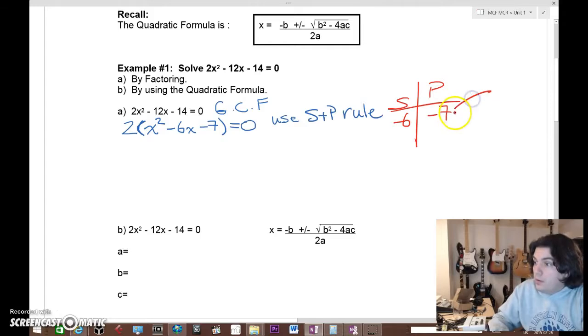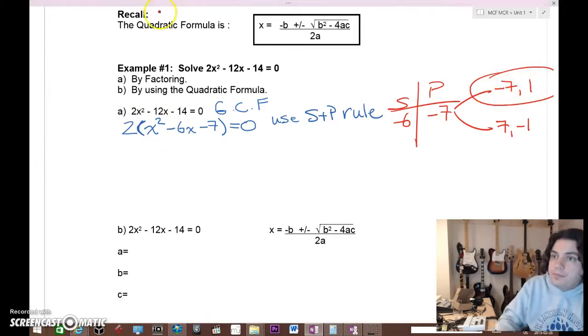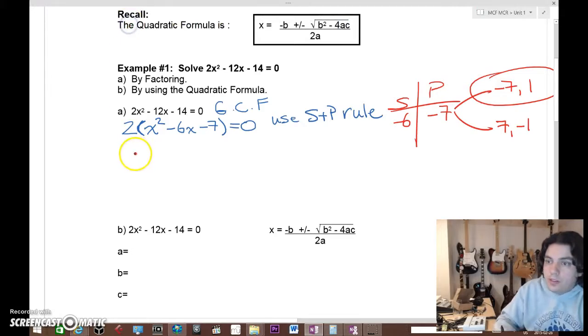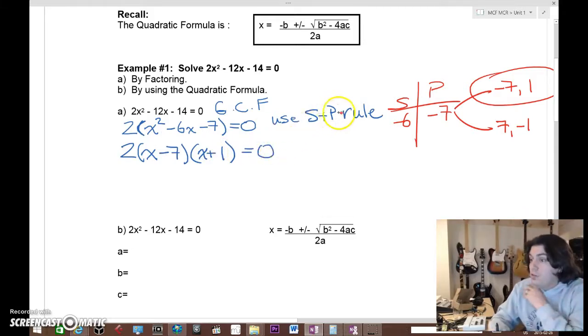Now, the question is, what can we multiply together to get negative 7? Well, negative 7 is a prime number, so the only options are negative 7 and 1, or 7 and negative 1. Obviously, they have to add up to negative 6, so the clear choices are negative 7 and 1. By our factoring rules, we keep the 2 here. That doesn't change anything. And this will now factor to 2 terms, both with an x in them: x minus 7 and x plus 1. If that gives you any trouble, you need to review sum and product factoring, which we did in our factoring review.